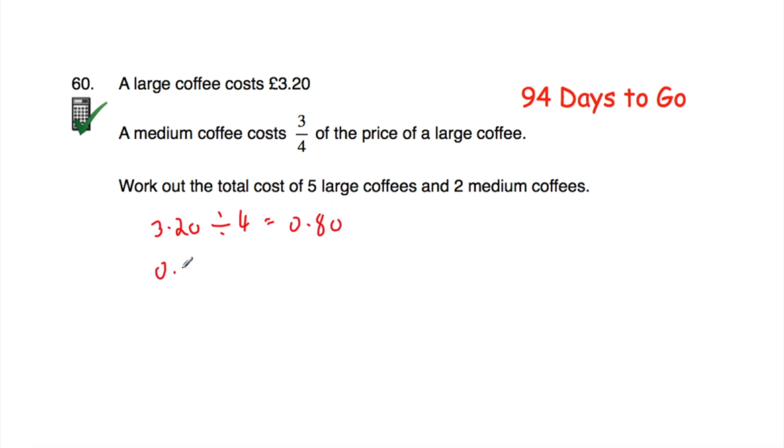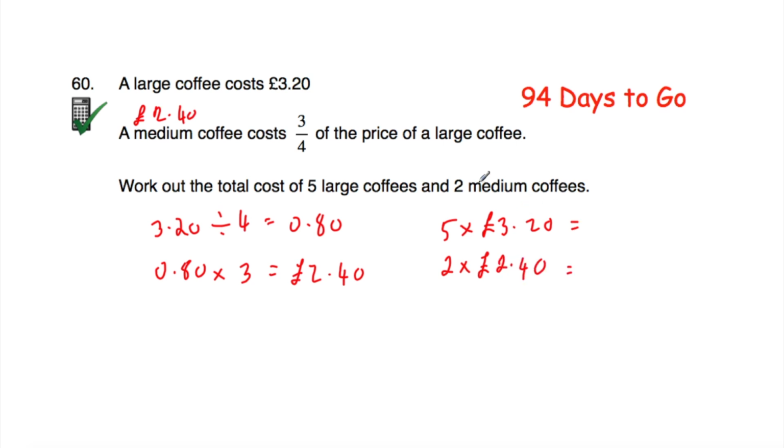And then we're going to multiply that by the top. So we'll take our 80p and multiply that by 3, the numerator, and that's equal to £2.40. So that means that each medium coffee costs £2.40, and a large coffee costs £3.20. The question says to work out the cost of 5 large coffees, so that's going to be 5 multiplied by £3.20, and 2 medium coffees, so that's 2 multiplied by £2.40.